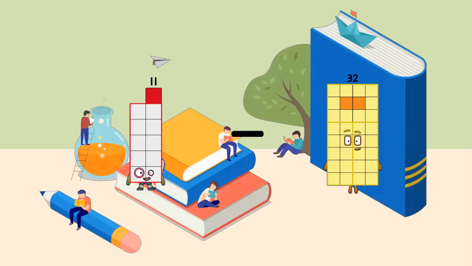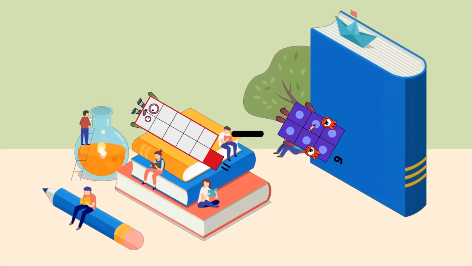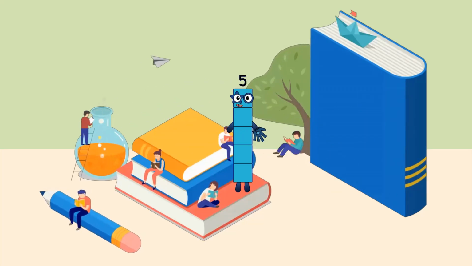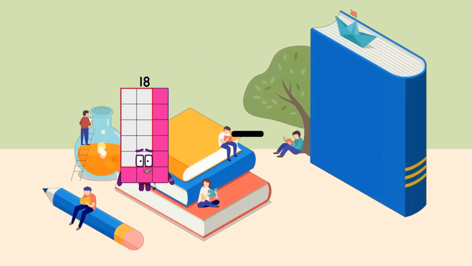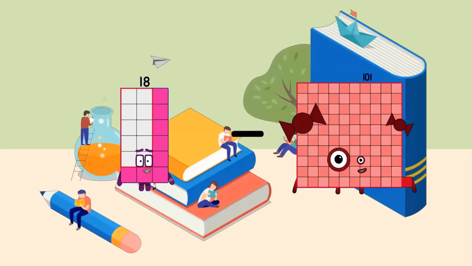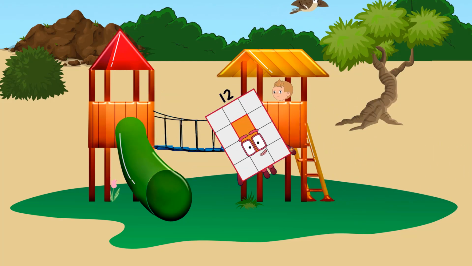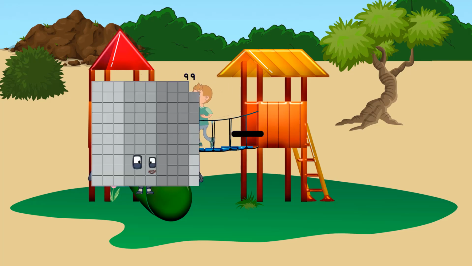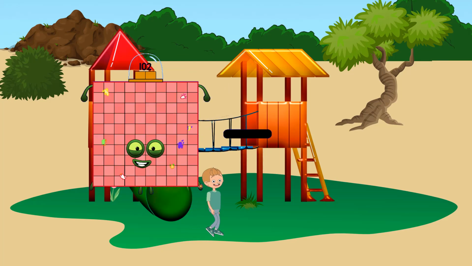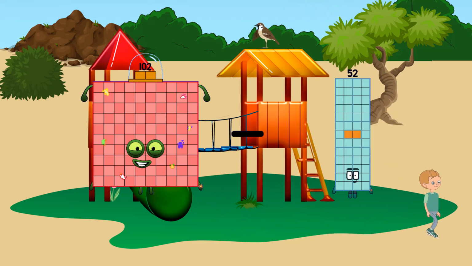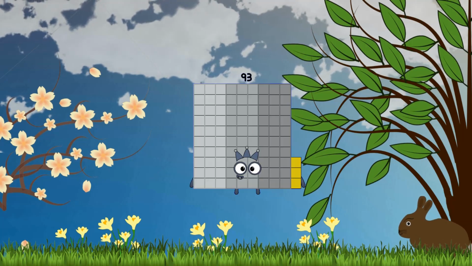11 minus 6 equals 5. 18 minus 6 equals 12. 102 minus 9 equals 93.